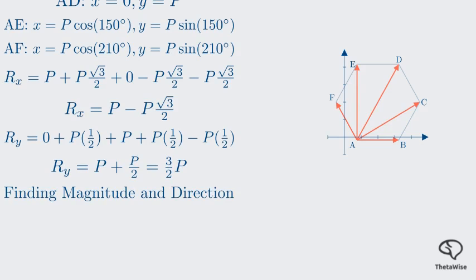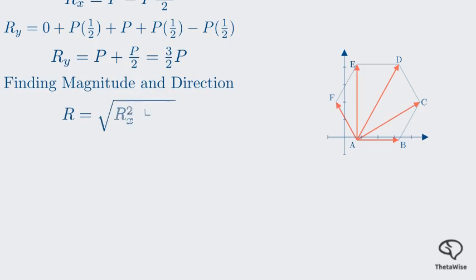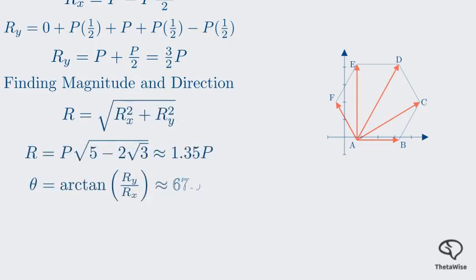Now we can find the magnitude and direction. The magnitude of the resultant R is the square root of the sum of the squares of its components. This gives us R equals P times the square root of 5 minus 2 root 3. The direction is the angle theta, which is the inverse tangent of Ry over Rx, which is approximately 67.9 degrees. So the 5 forces combine into a single force of that magnitude and direction.